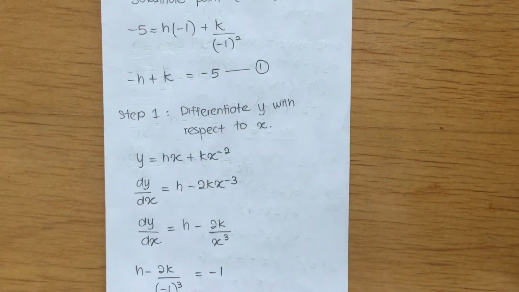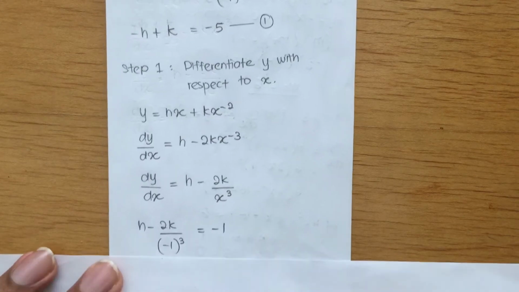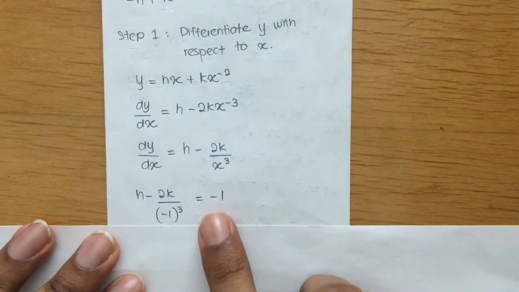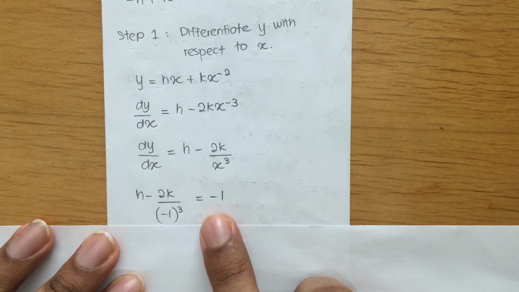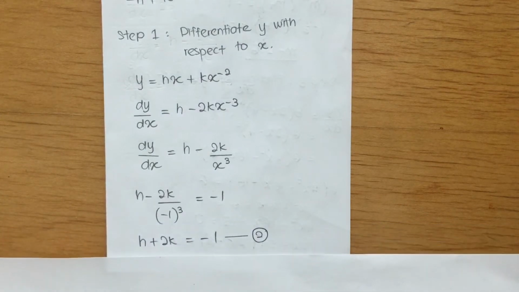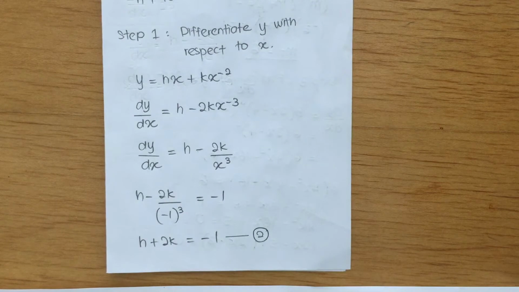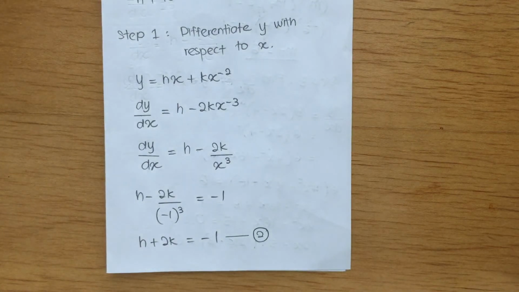So h minus 2k divided by (-1) cube equals -1. Remember guys, this -1 value is not the y value, it's the dy/dx value. So I repeat again. From here, you already form your second equation, which is h plus 2k equals -1. So this will be your second equation. Alright, I'm going to show you the remaining working in the next page. So please hold on for a moment.